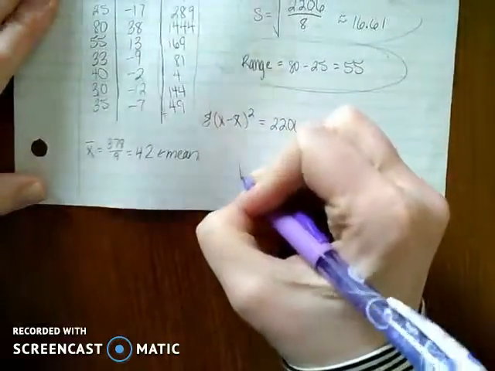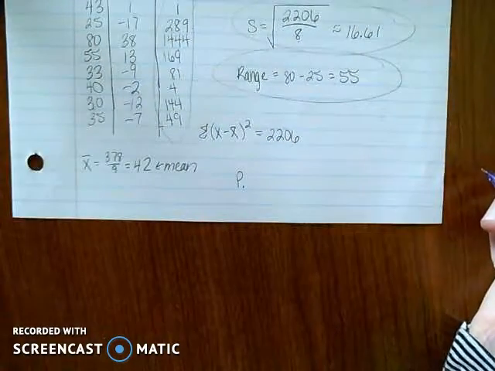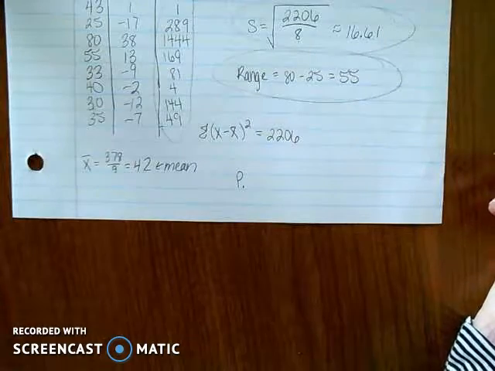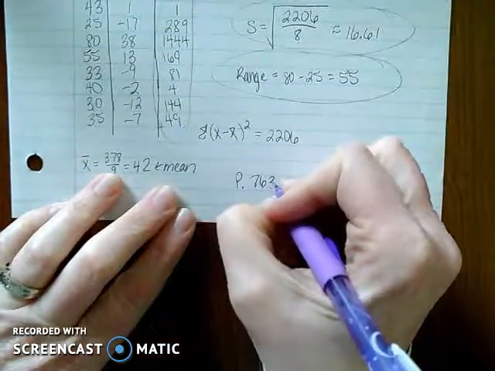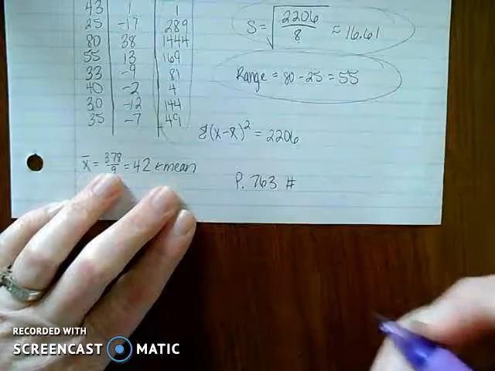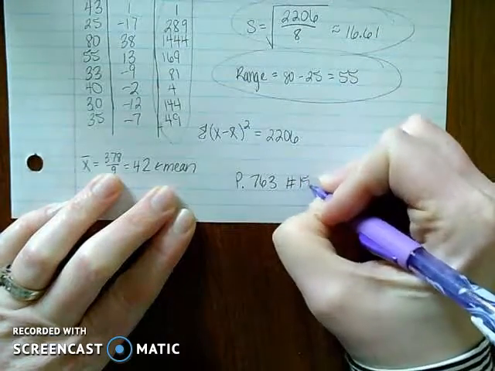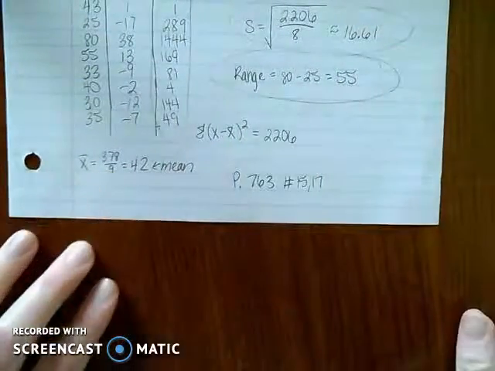All right, so only 2 problems to practice because I figured if you can do 2 of them, you should be fine. So on page 763, just 15 and 17. They're very similar to this right here.